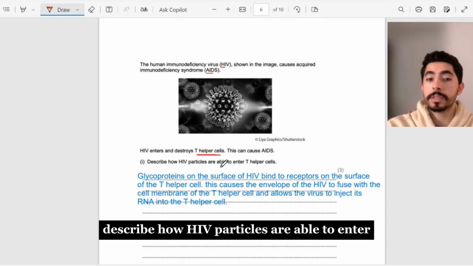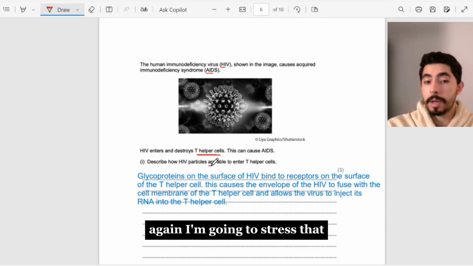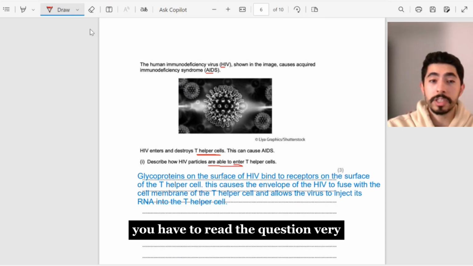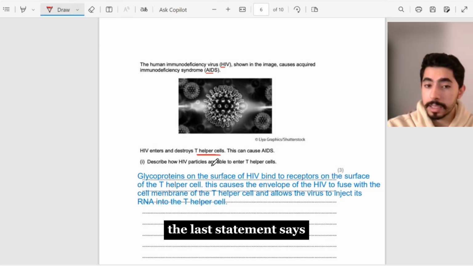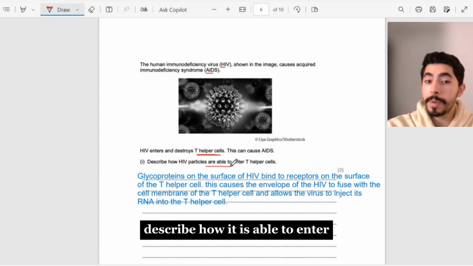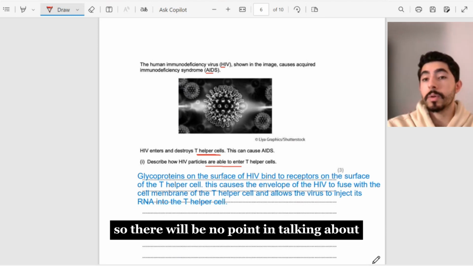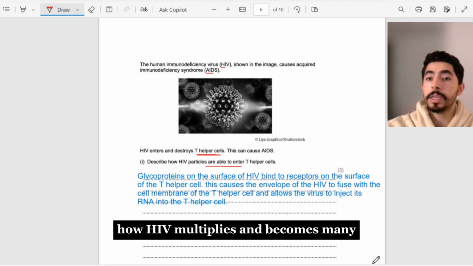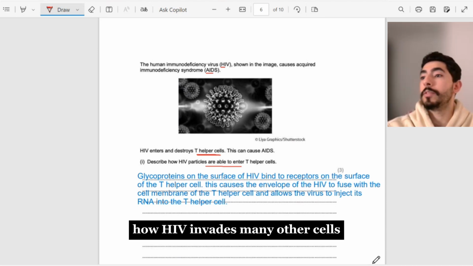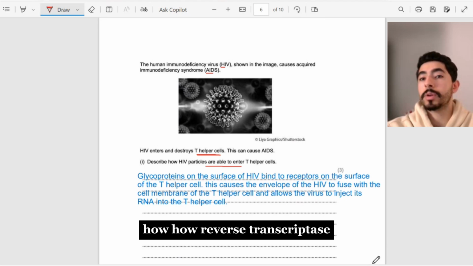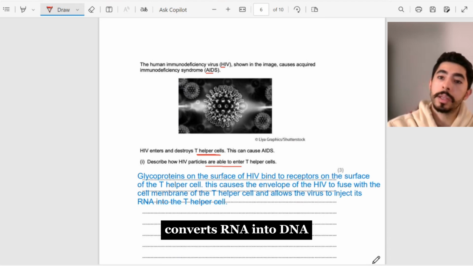Describe how HIV particles are able to enter. Again, I'm going to stress that you have to read the question very, very well, especially the last statement. The last statement says, describe how it is able to enter. So there will be no point talking about how HIV multiplies and becomes many virus particles, how HIV invades many other cells, how reverse transcriptase converts RNA into DNA.